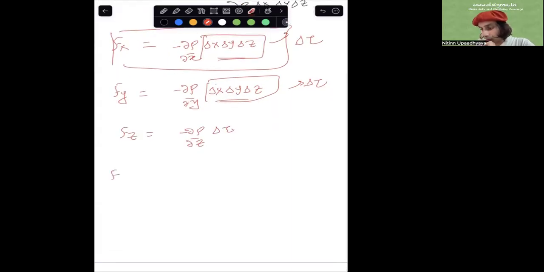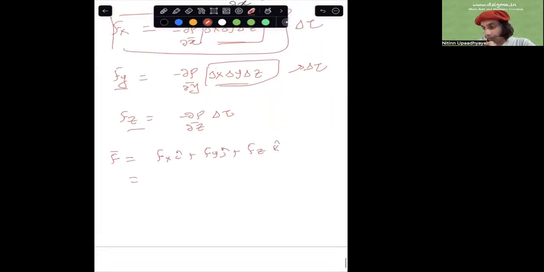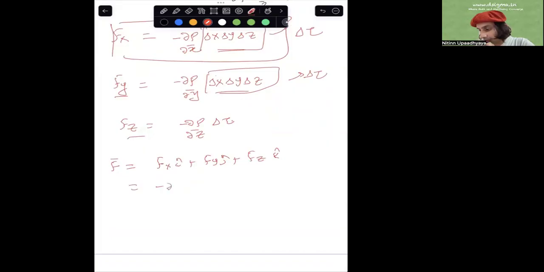Therefore, the total force on this entire fluid element, now force is a vector, pressure is a scalar, right? So the total force will have these three different components acting in the I, J, and K directions. So the total force is Fx along I plus Fy along J plus Fz along K. And if I combine all of these, then I can write this total force as minus dou P, dou X, I minus dou P, dou Y, J minus dou P, dou Z, K.